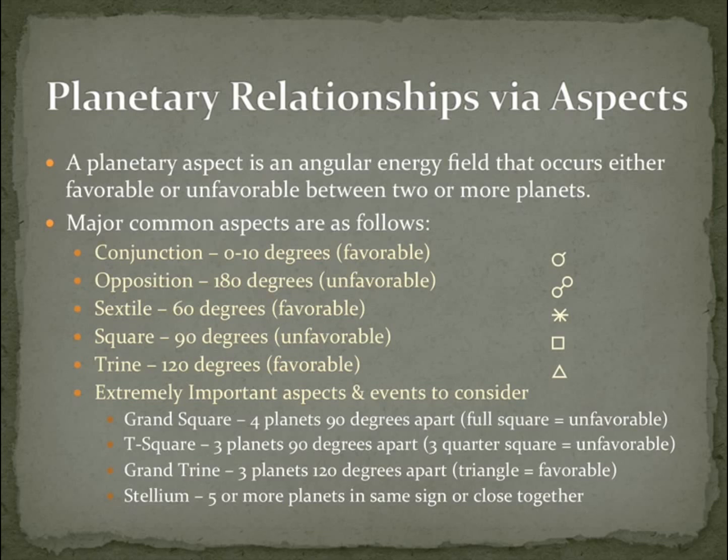The last aspect is the stellium. It involves 5 or more planets congregating or closely positioned in one house. This means that the person with this configuration in their chart is extremely focused on the affairs of that house with little regard for the affairs of other houses. A one-track mind, so to speak.